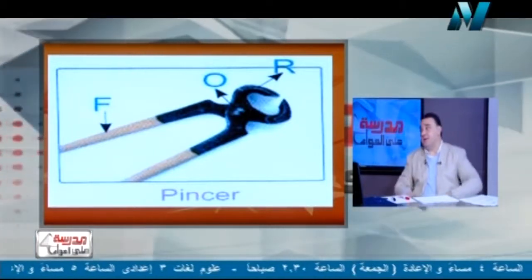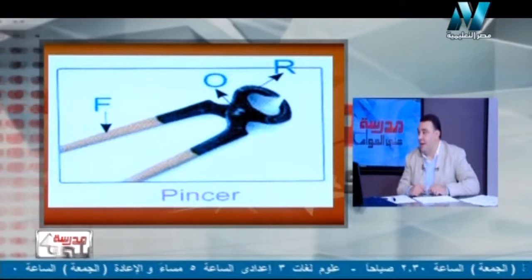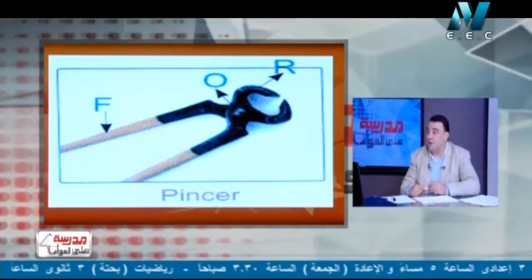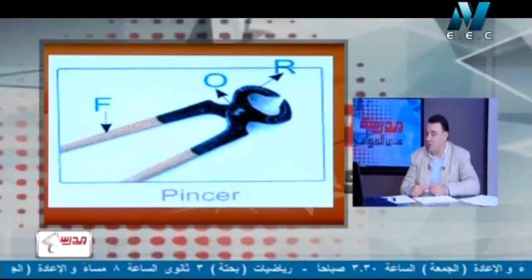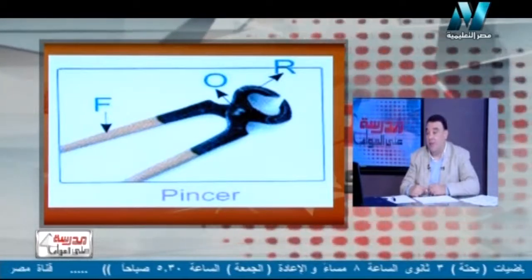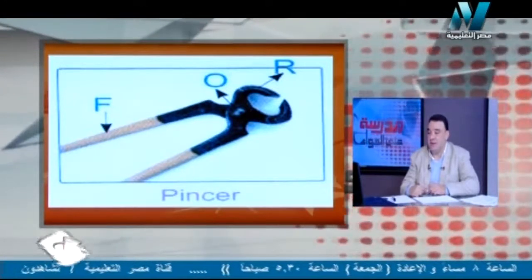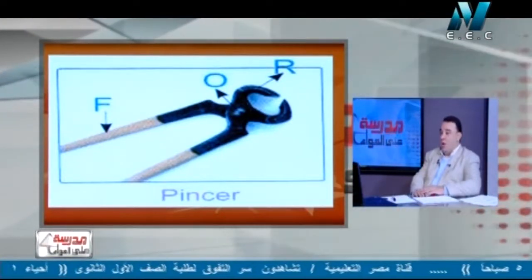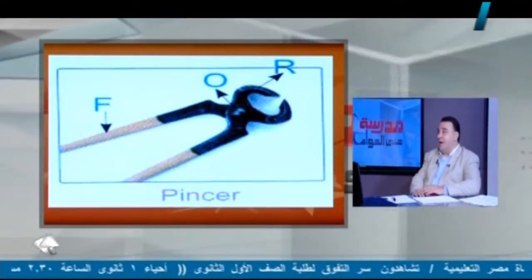Why? Or give reason. Because it has what in the middle? It has O in the middle between R and F. It has fulcrum between resistance and effort force. So the pincers or the pliers are considered from the first class lever because it has O in the middle between R and F.